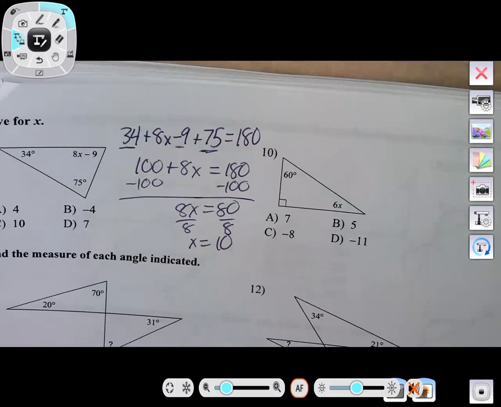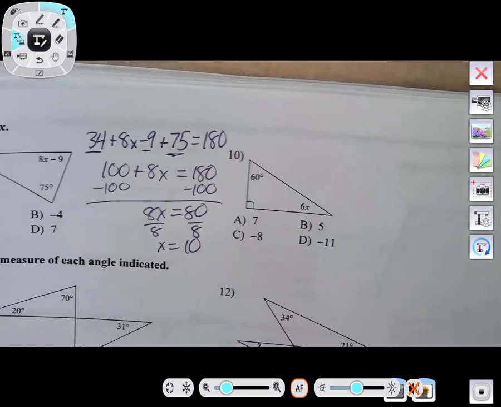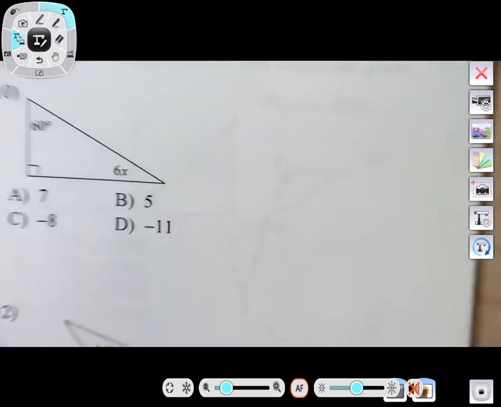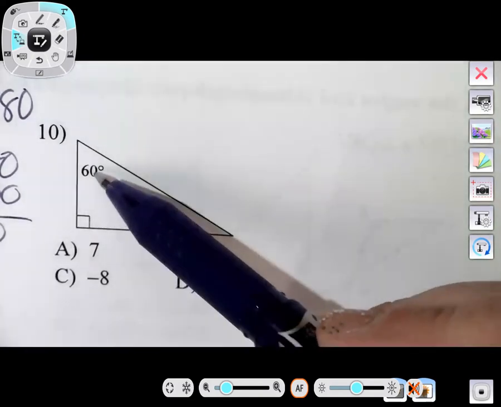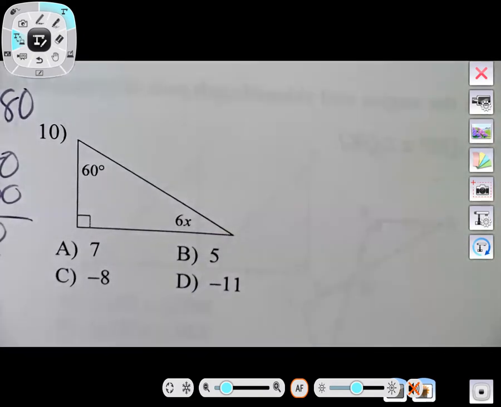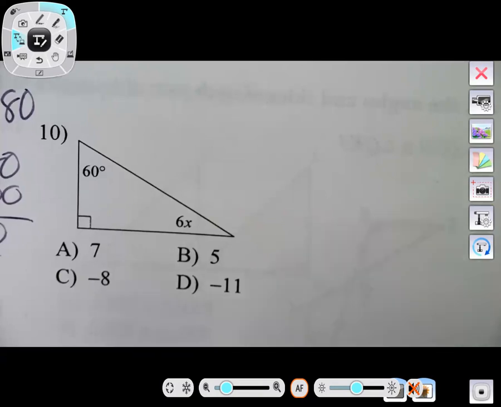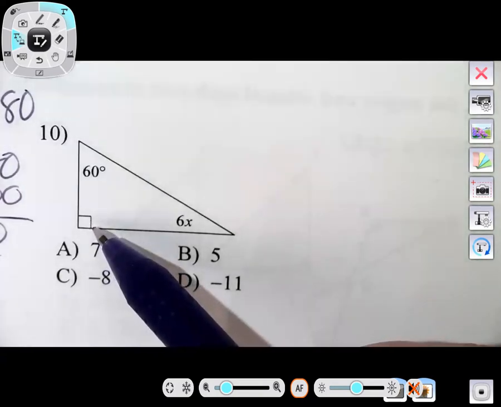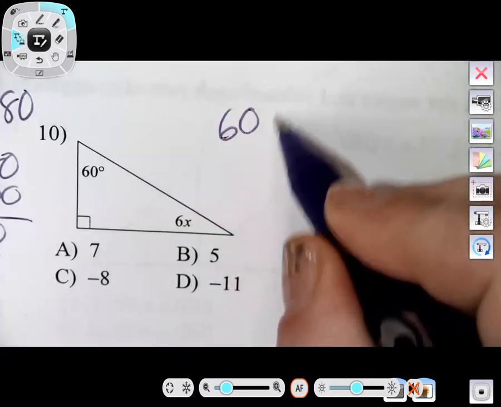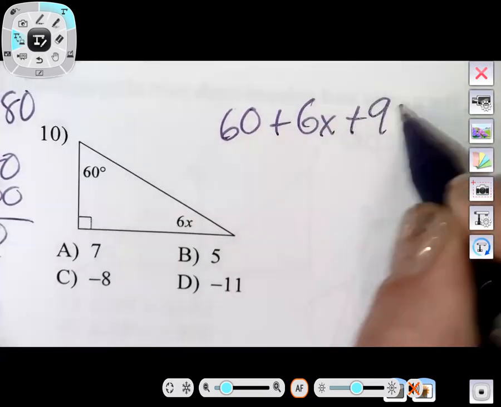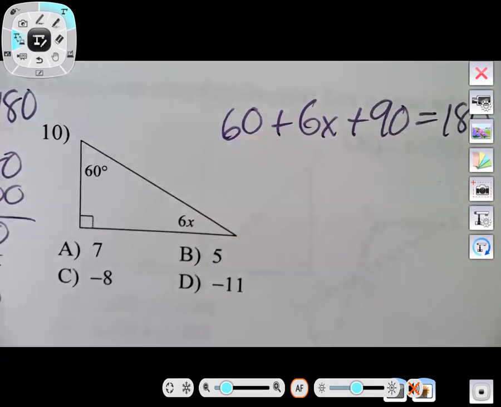Number 10 is very interesting because a lot of times kids will mess this up. Let me zoom way in so we're sure that we can see this very clearly. I can't tell you how many times kids come in and they write 60 plus 6x equals 180. No, it doesn't. 3 angles add up to be 180, not just 2. You got to add this one in there too. And isn't that 90? Don't forget it. So you should be doing something like 60 plus 6x plus 90 equals 180. And that's going to give you a very different answer. So just always make sure you're adding all the angles, not just 2 of them, everybody.